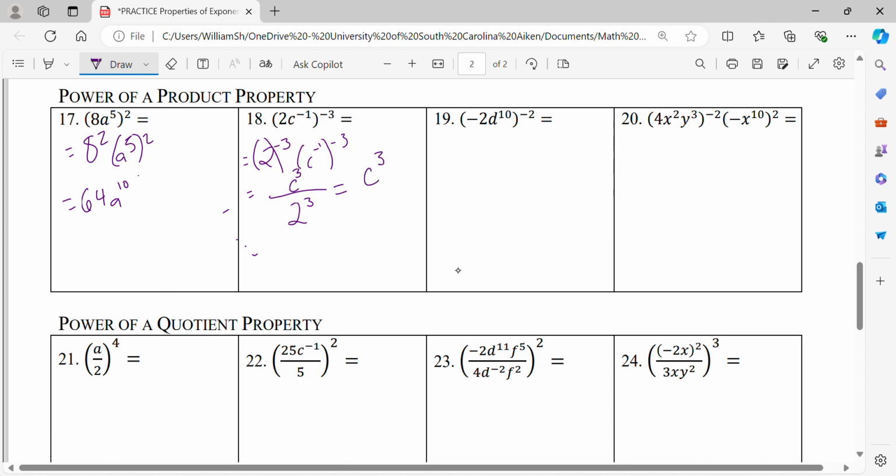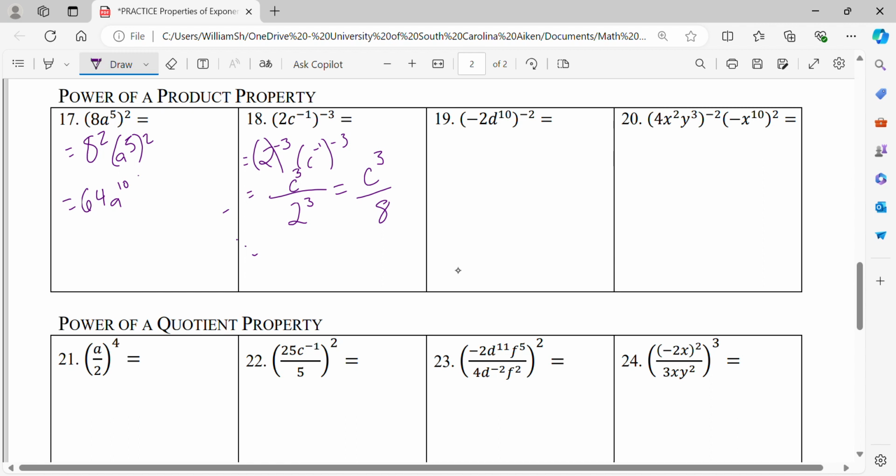Okay, let's simplify this out where we get rid of this number raised to a power. So I'm going to keep the c to the third in the numerator. But what is 2 to the third now? 2 to the third is 2 times 2 times 2. 2 times 2 is 4, times 2 is 8. Hopefully we can do some of these simple exponents in our head.